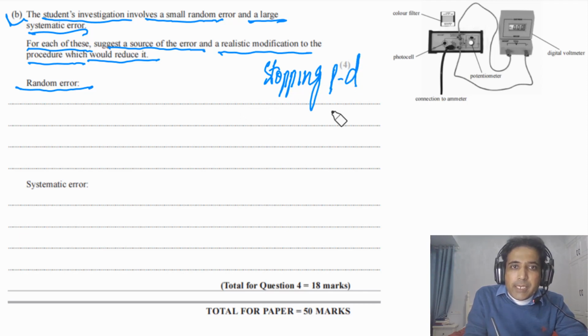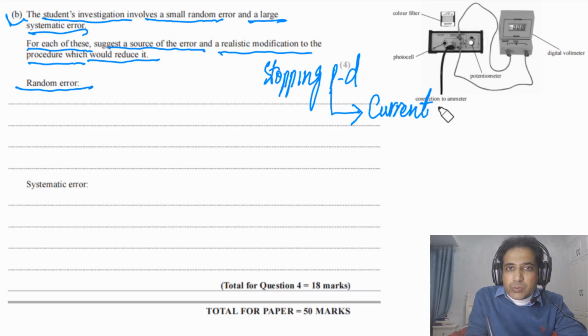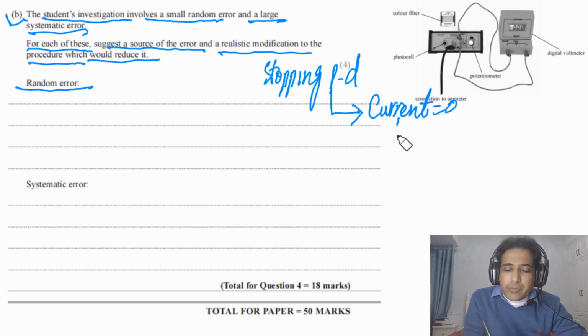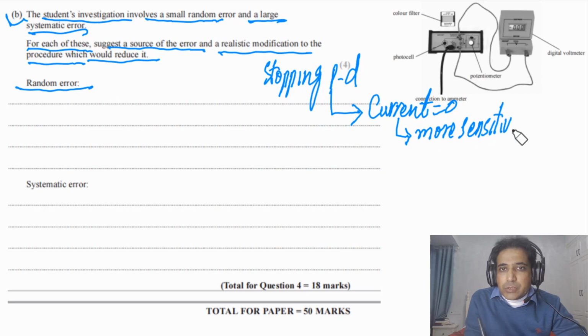Stopping PD is the value of PD when the current is equal to 0. And it is not easy to find out when the current is equal to 0 using the given apparatus. So how can we modify the apparatus? We can use a micro ammeter, meaning we can use a more sensitive ammeter, so it will reduce the uncertainty.